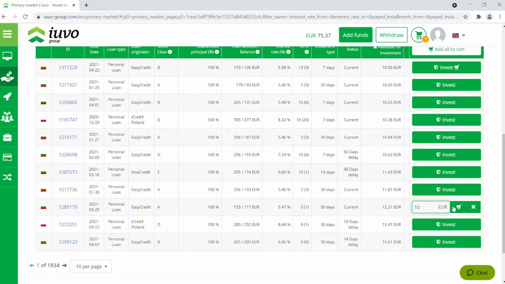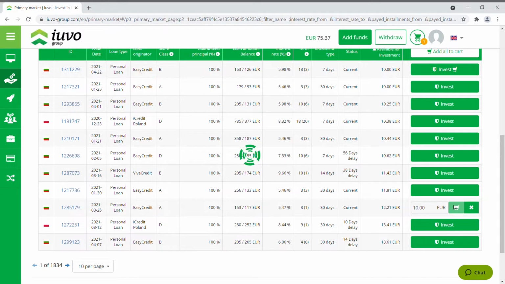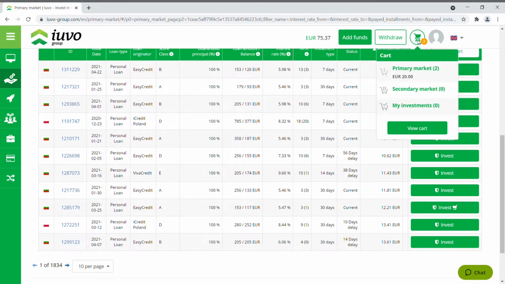The minimum amount for investing in one loan on primary market is €10, 10 Bulgarian leva, 25 Romanian lei, 25 Polish zloty, and 400 Russian rubli. When you enter the amount, click the Shopping Cart button.